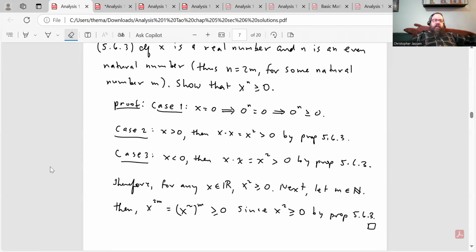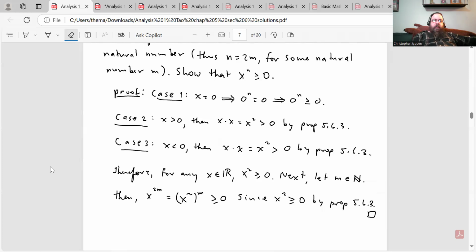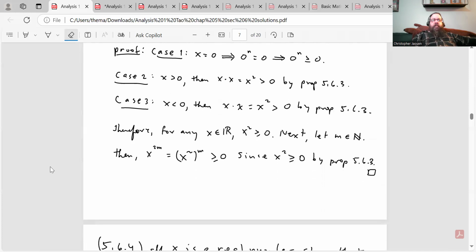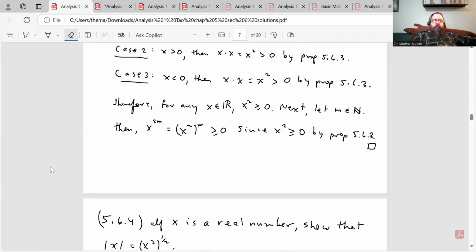And then case three, if x is negative, in other words, x is less than 0, then x times x is positive. But x times x again is equal to x squared, so that's greater than 0 by proposition 5.6.3. Okay, therefore, for any x in R, x squared is greater than or equal to 0. Next, let m be a natural number. Then x to the 2m is the same thing as x squared to the m, which is guaranteed to be greater than or equal to 0 because x squared is greater than or equal to 0. So the result follows from proposition 5.6.3.